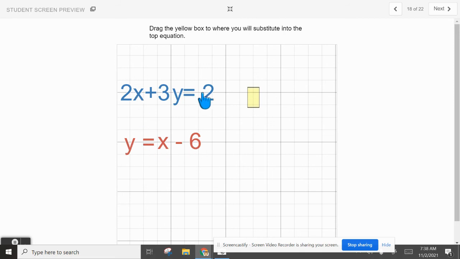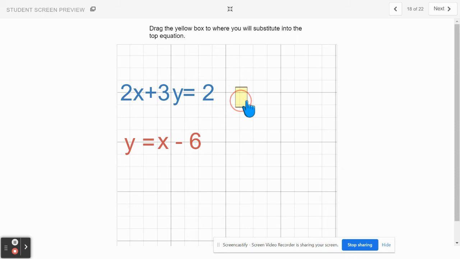Now, what you're trying to do, and the whole point of this whole lesson, is to figure out what number could be x and what number could be y. That would be the same for both these equations. So if x was maybe 10 here, 10 minus 6, then y would be 4, right? Would that also work here, kind of thing? But you see my little window here, and it says drag the yellow box where you will substitute into the top equation. This whole concept is kind of confusing.